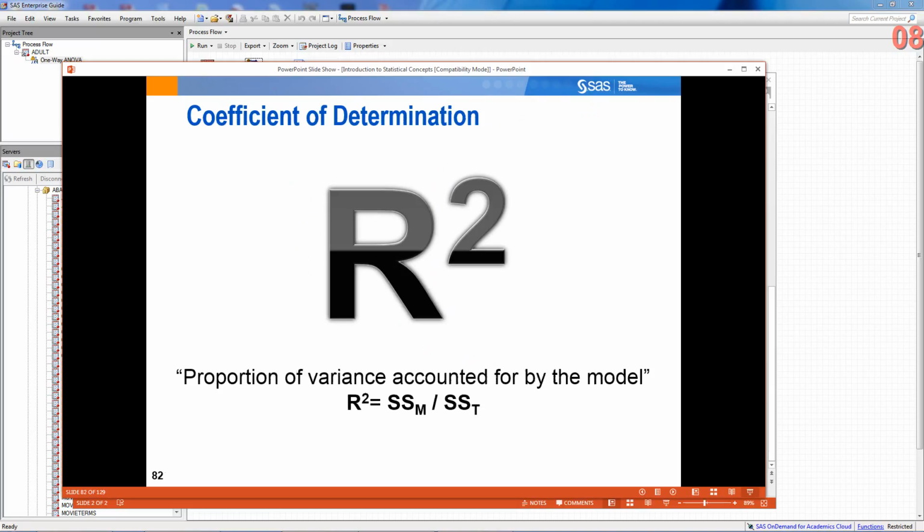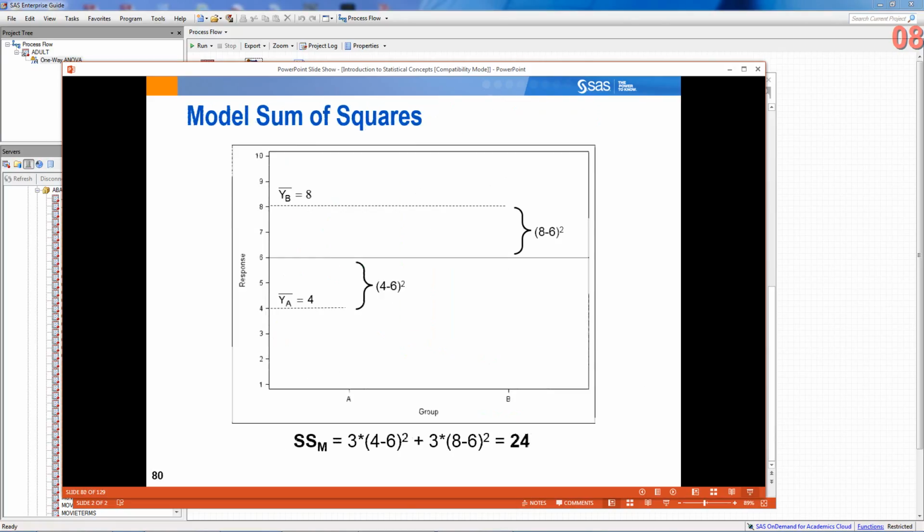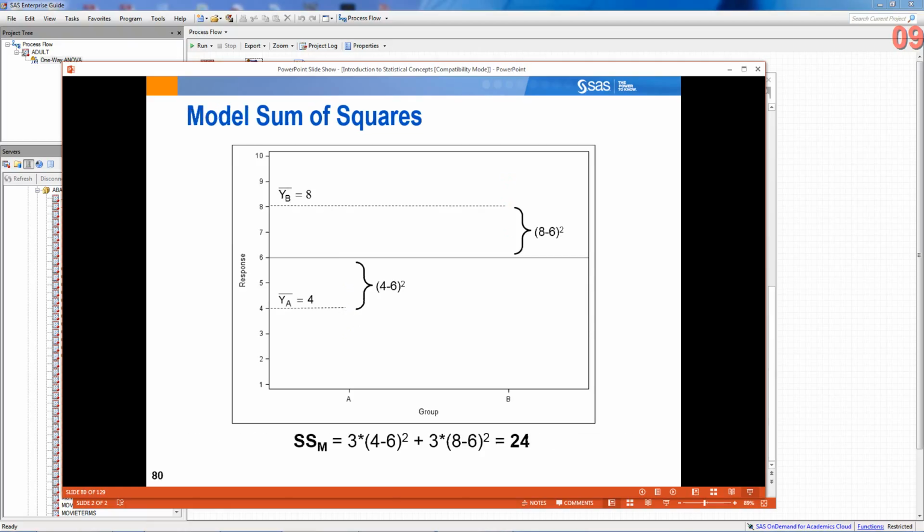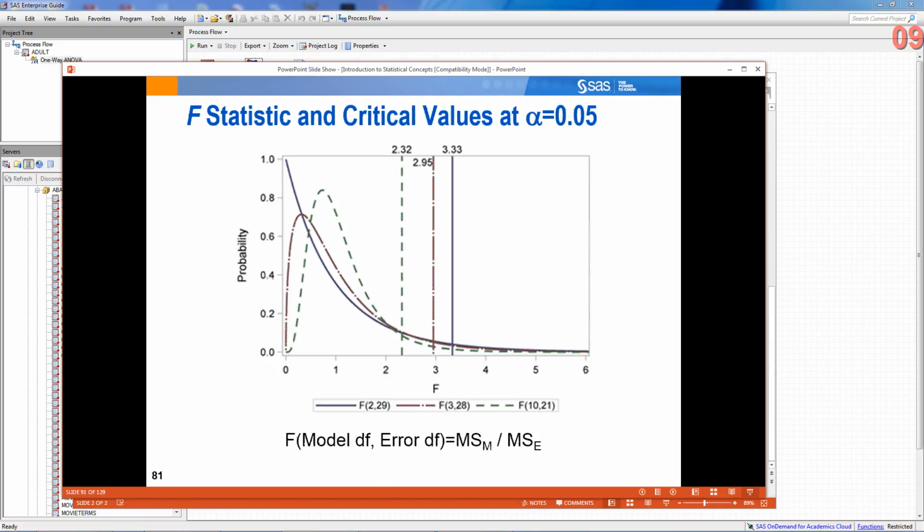Now there's one other statistic that is of interest. It's called R squared, which is essentially a ratio of how much of the total variance, or how much of the total sum of squares, is accounted for by the model. So it's SSM over SST. In our example, SSM is 24 and SST was 28. So 24 over 28 will be the R squared for this example.